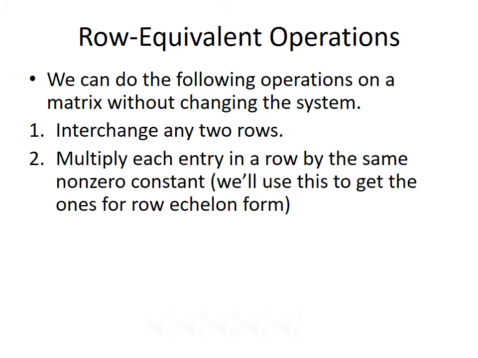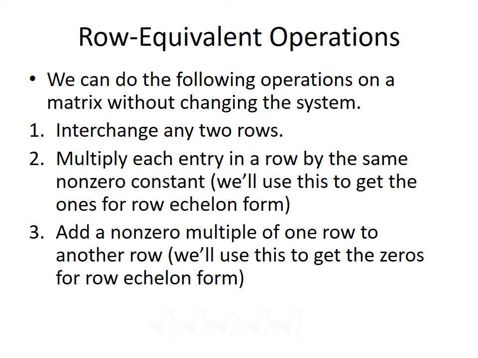Second, we can multiply each entry in a row by the same non-zero constant. This is the operation that we'll use to get the ones for row echelon form. And finally, we can add a non-zero multiple of one row to another row, and this is the operation that we'll use to get the zeros when we're trying to find row echelon form.